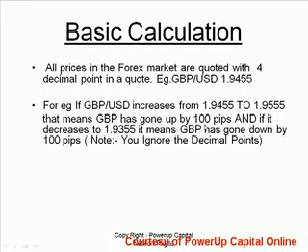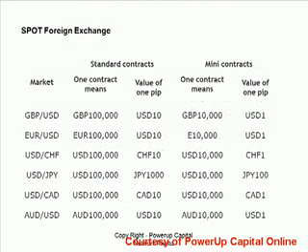Now when I say 100 pips, it actually means how many dollars? That depends on whether you're doing a standard contract or a mini contract. If you're doing a standard contract, 1 pip is $10 for British pound USD. But if you're doing a mini contract, 1 pip is $1. So if you make 100 pips on a standard contract, that's $1,000, and you make $100 if you do a mini contract. So you multiply $1 by 100 pips.